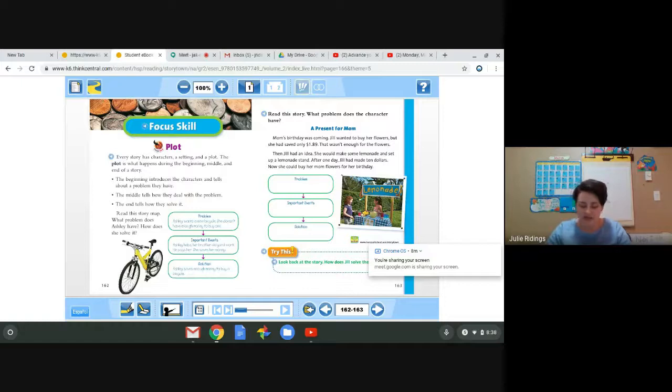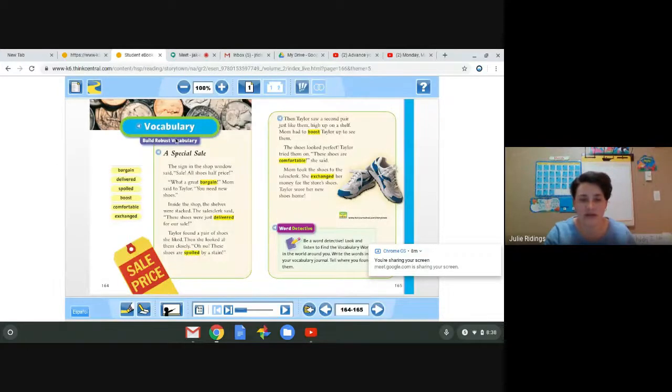Turn the page to learn our words for this week. Okay, our vocabulary words. You echo them with me. In yellow on page 164. Ready? Bargain. Delivered. Spoiled.